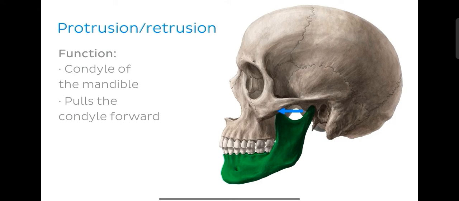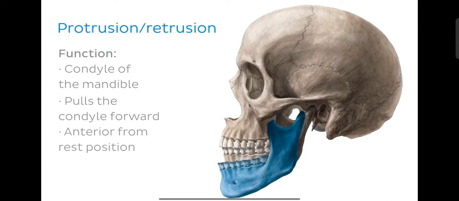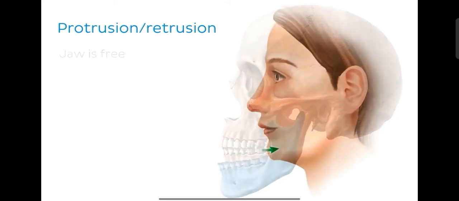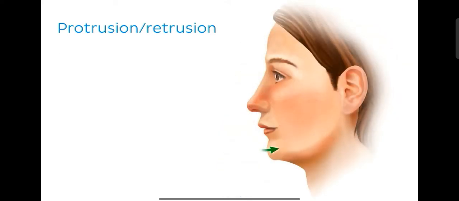Think of trying to jump a large height compared to walking up a slope of that same height. The condyle ends up anterior from its resting position around about here. Now the jaw is free to hinge and open wider. We can see now retrusion shown here. The condyle of the mandible is being drawn posteriorly.